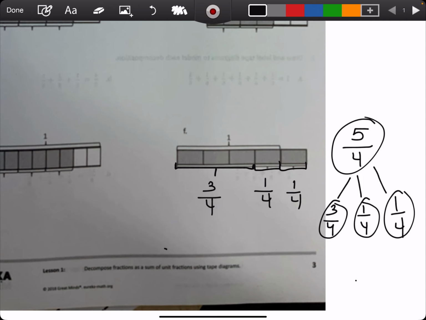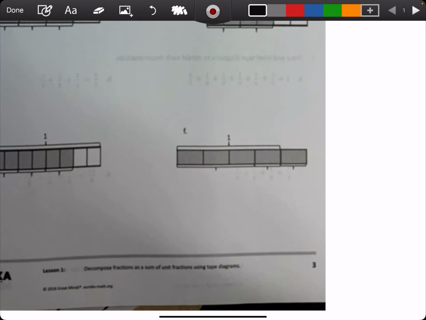Right? As long as when you add them together, it equals 5/4. That's right. I just can't see because of the shading, the way I put the picture on the iPad. But as a number sentence, that would be 5/4 equals 3/4 plus 1/4 plus 1/4. And that equals 5/4. All right.